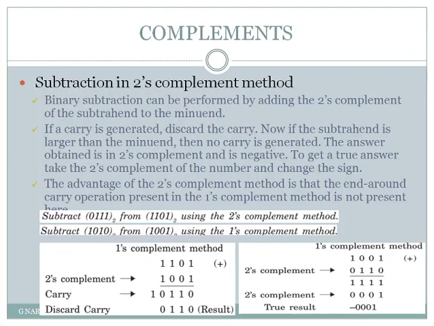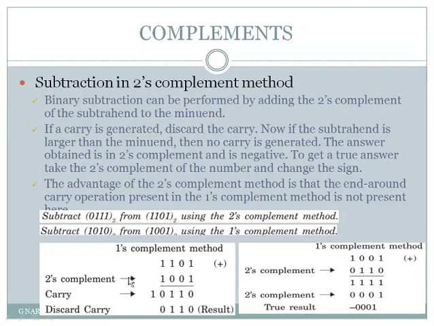So here in the example, that is subtracting 0, 1, 1, 1 from 1, 1, 0, 1 using two's complement method. What you have to do? So minuend is here 1, 1, 0, 1. So subtrahend is 0, 1, 1, 1. So keep the minuend as it is 1, 1, 0, 1 and take the two's complement of the subtrahend, that is 0, 1, 1, 1. And two's complement of this becomes 1, 0, 0, 1.